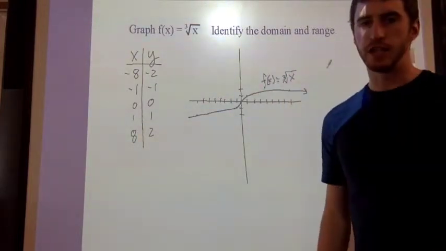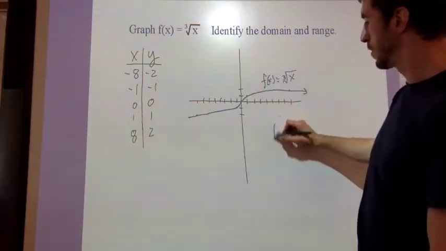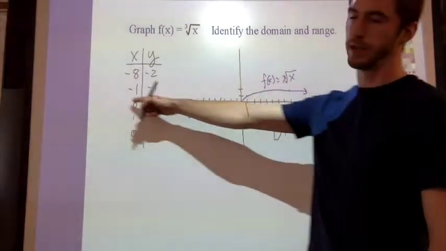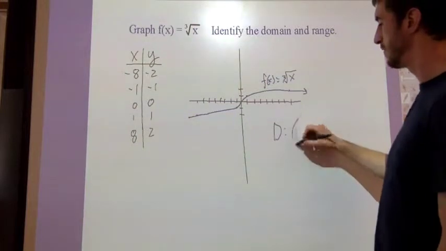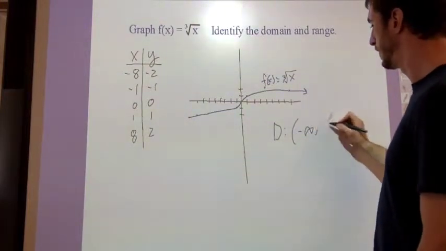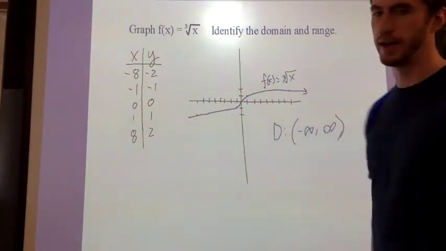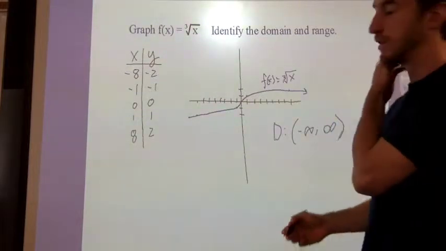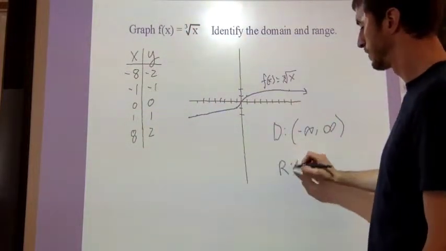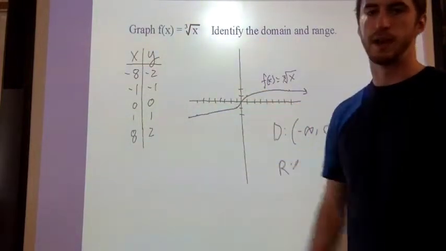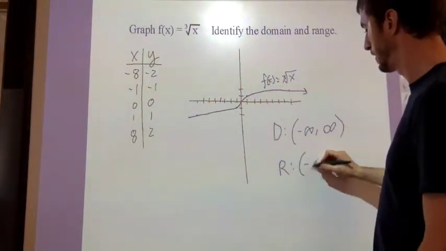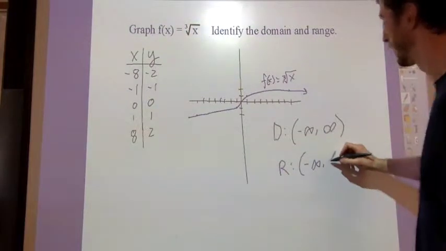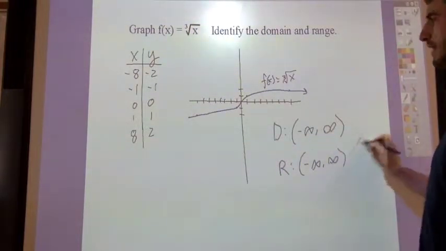Domain and range of this function, well, the domain goes all the way to -infinity, all the way to +infinity. So -infinity to +infinity. You could also write all values of x. And then the range, it will go down to -infinity and all the way up to +infinity. So you can also write all values of y for range.